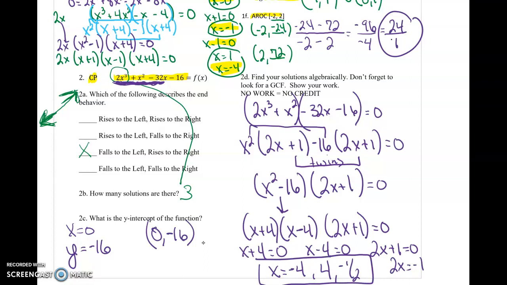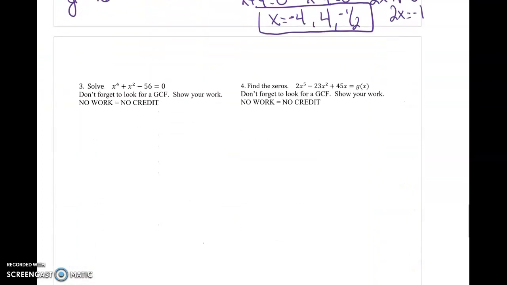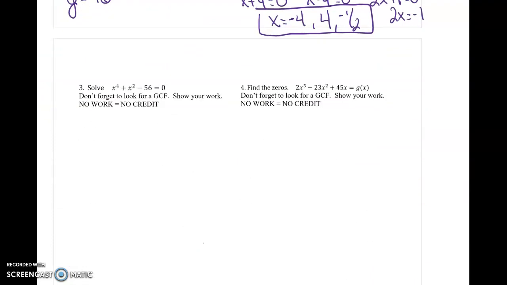All right, let's go ahead and finish this up. Flipping the page over, we are just solving. So on question number 3, we're going to solve with our problem. Again, don't forget to look for a GCF. I do not see one. So I'm going to make my x, and the top part is going to be -56.